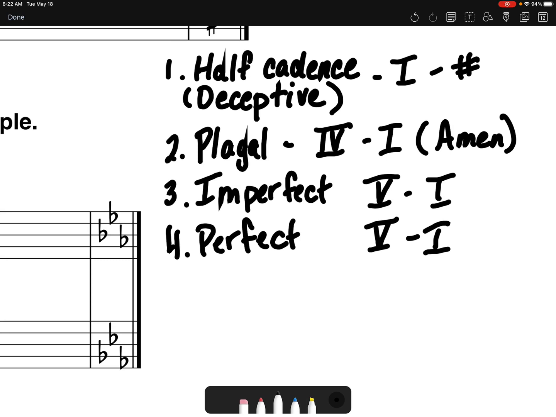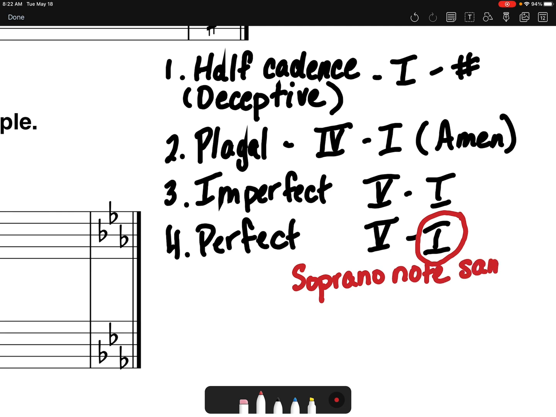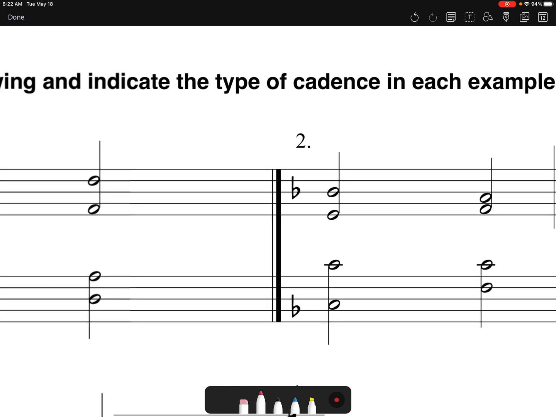And I'm going to explain the difference for the perfect. The perfect difference is in the 1 chord. The soprano note must be the same as the name of the chord. Okay, so I shall give you an example of this.